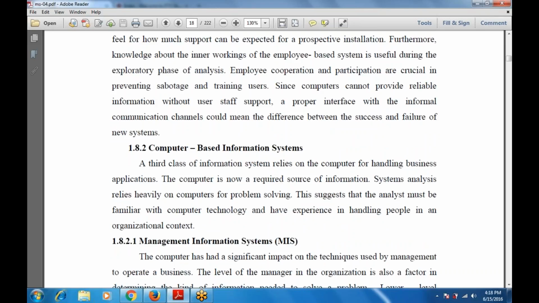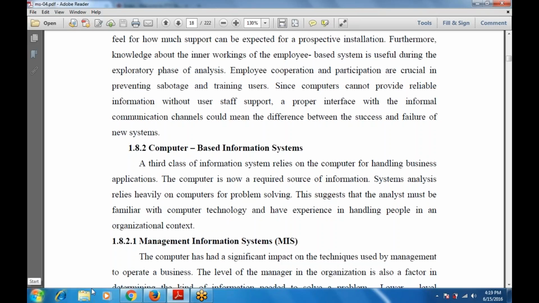And that means the analyst must be familiar with computer technology and have experience in handling people in the organization context. And the computer-based information system is again divided into three parts: one is MIS, one is DSS, one is DPS. MIS means Management Information System, DSS is Decision Support System, and DPS is Data Processing System.